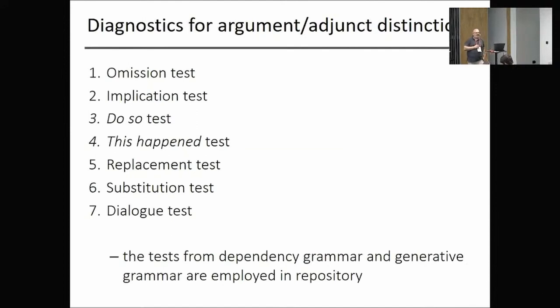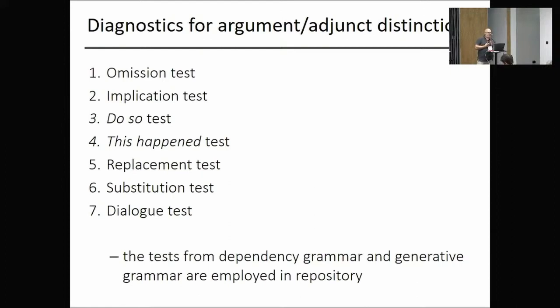Now the most complicated part, which I'm not so good at, is the diagnostics. Those are tests that we are really using for the diagnostics for arguments and adjuncts. I would rather have my colleagues that are dealing more with tests than me do this, but you'll have a pretty good idea what they mean.